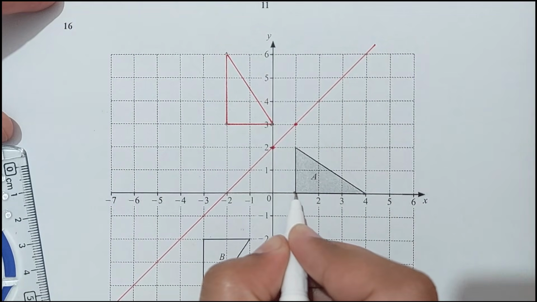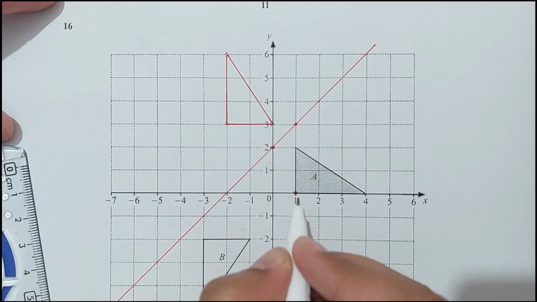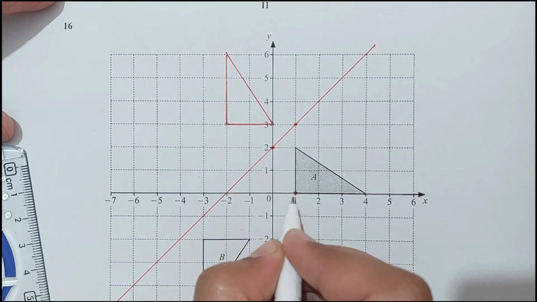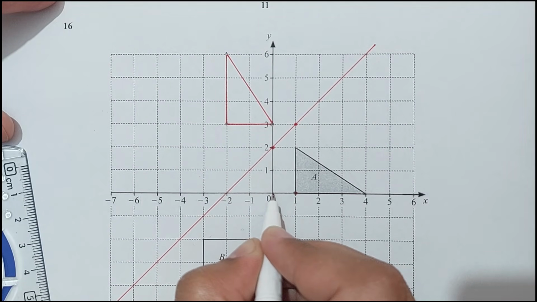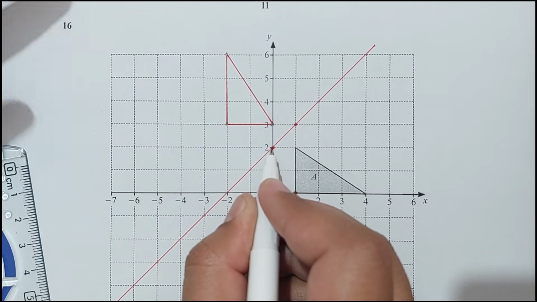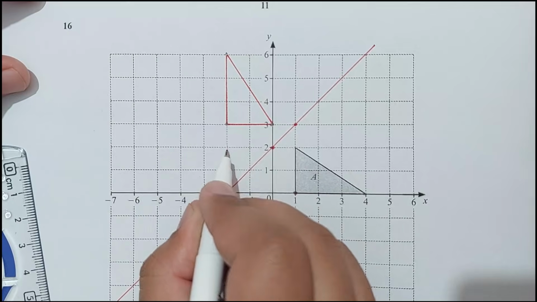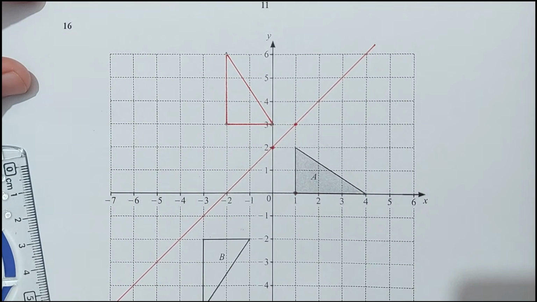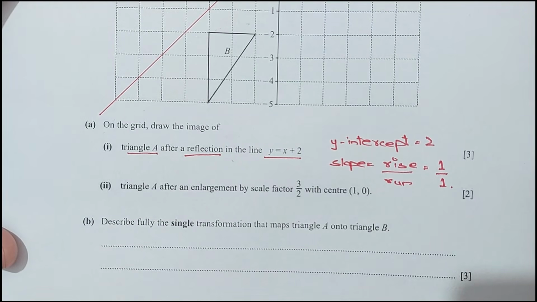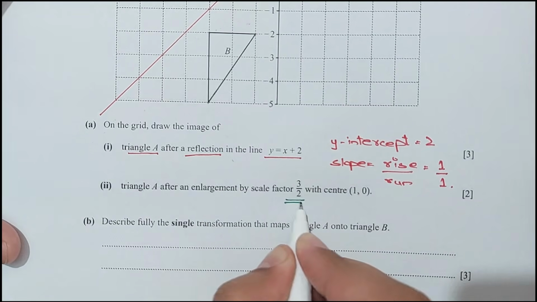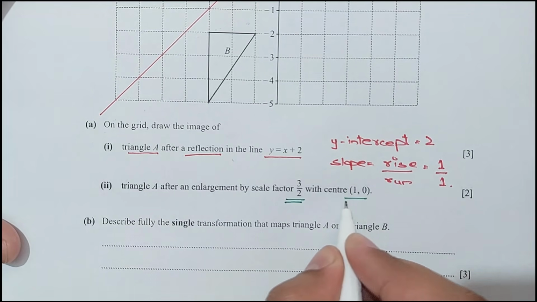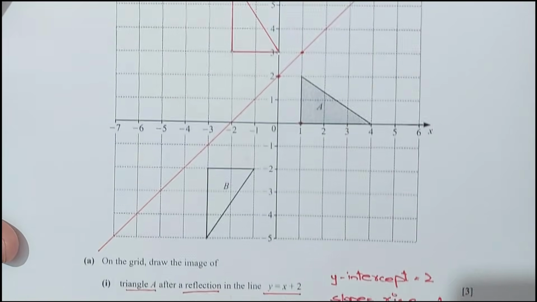For example, let's suppose this point, if I explain it one more time, so this point is 1 unit horizontal and 2 units vertical, and when we do the reflection, we do the opposite, 2 horizontal and 1 vertical, right? Okay, second part, triangle A after enlargement with a scale factor of 3 by 2 and the center is (1, 0). Where is the center? (1, 0).